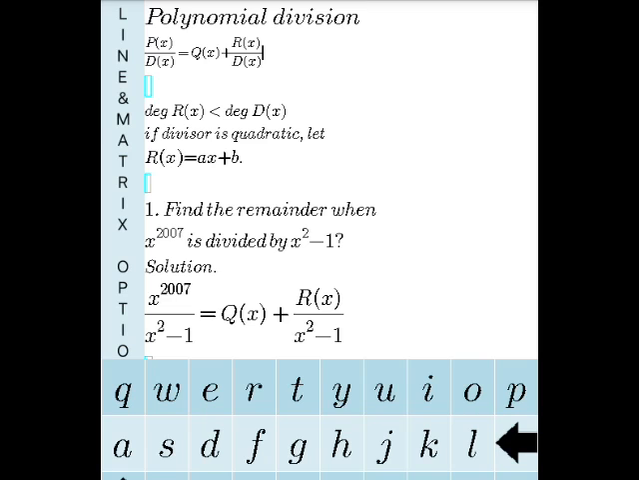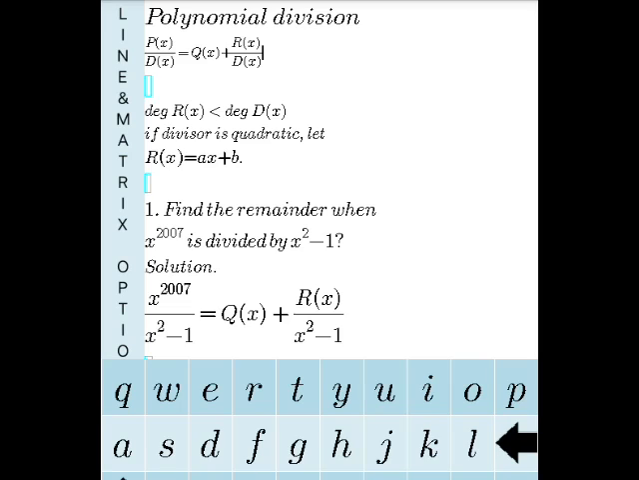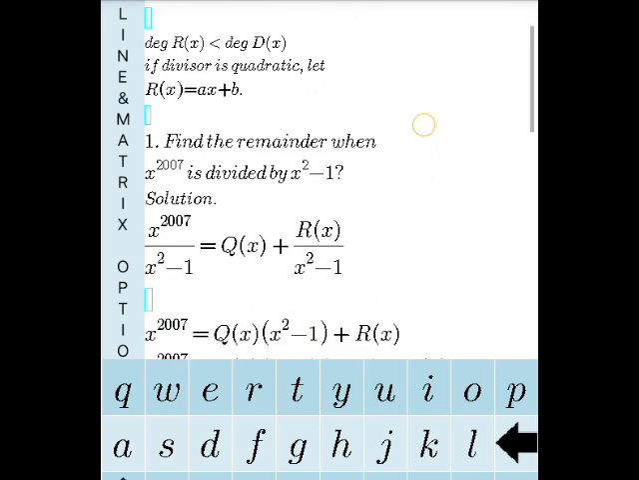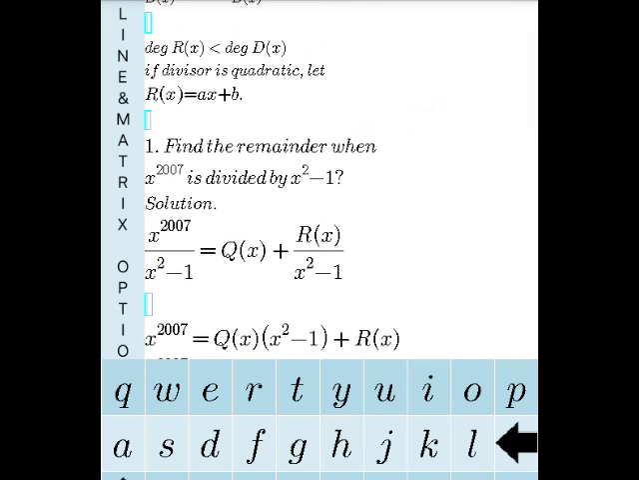So x to the power of 2007 divided by x squared minus 1 is equal to the quotient plus the remainder divided by x squared minus 1. Multiplying both sides by the divisor x squared minus 1 yields x to the power 2007 is equal to q of x times the divisor x squared minus 1 plus r of x.